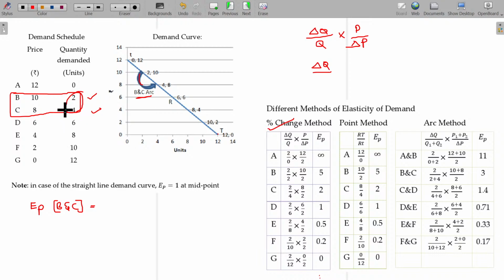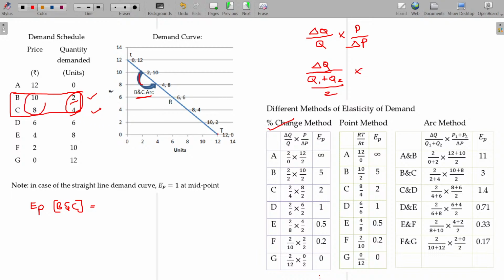Divided by quantity. Now the question is, quantity for B or quantity for C, which one will be taken? If it is point B, we can take 2 as the answer. If the point is C, then we can take the quantity as 4. But since it's in between these two, it's better to take the average of these two. So (Q1 plus Q2) by 2. Is that okay? So the denominator gets slightly changed. It's not 1 Q, it's 2 Qs, and we take the average of that.